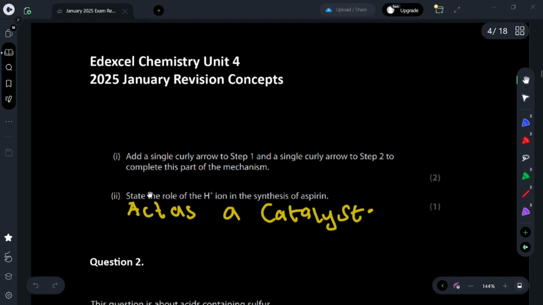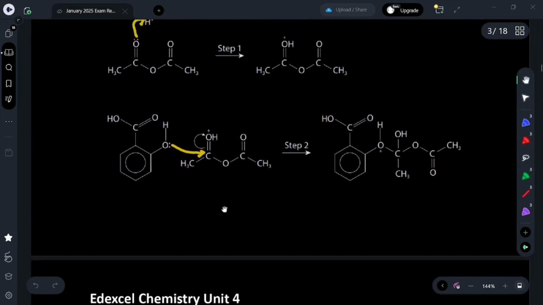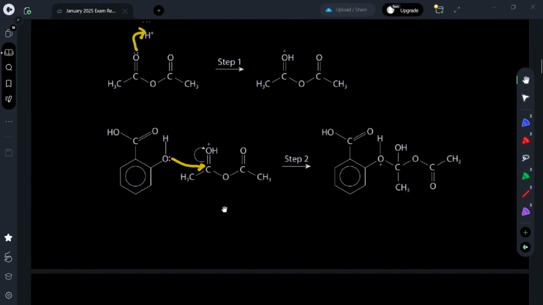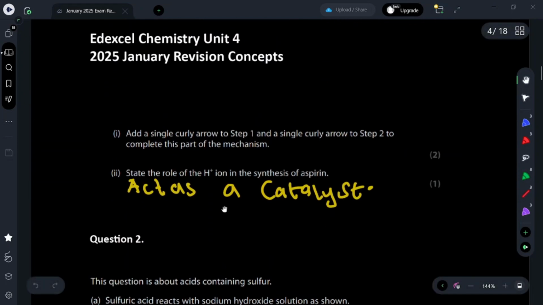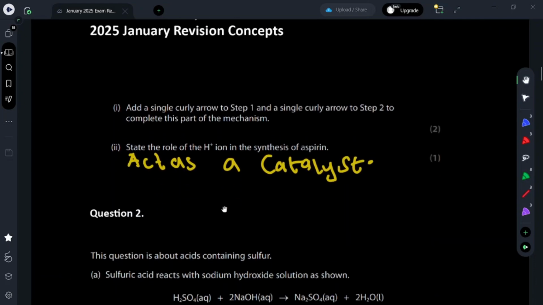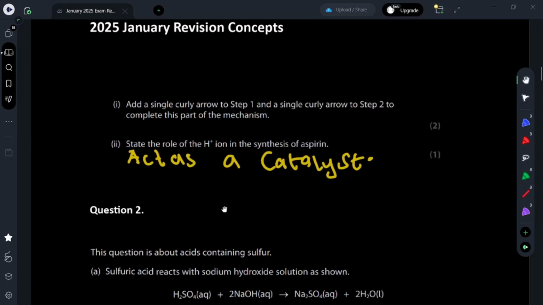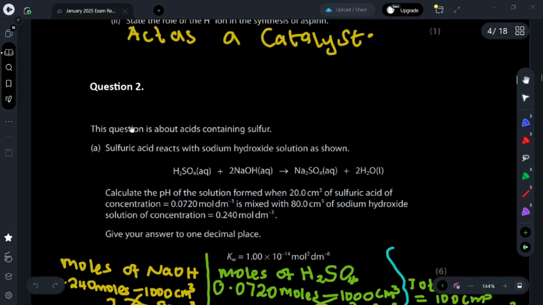State the role of the hydrogen ion in the synthesis of aspirin. The role of the hydrogen ion is going to be a catalyst. It is acting as a catalyst, which is only providing an alternative route with a low activation energy, and that is why it is going to be regenerated at the end of the reaction. So we move to question 2.